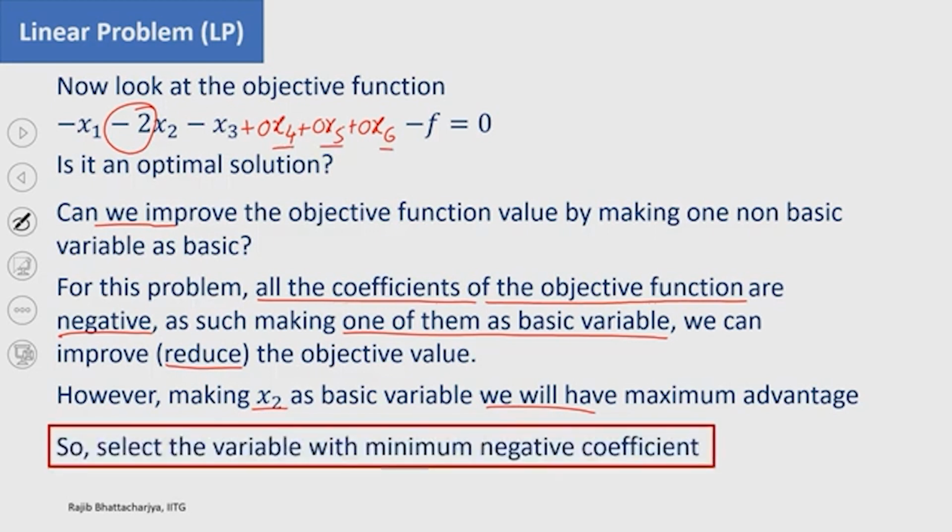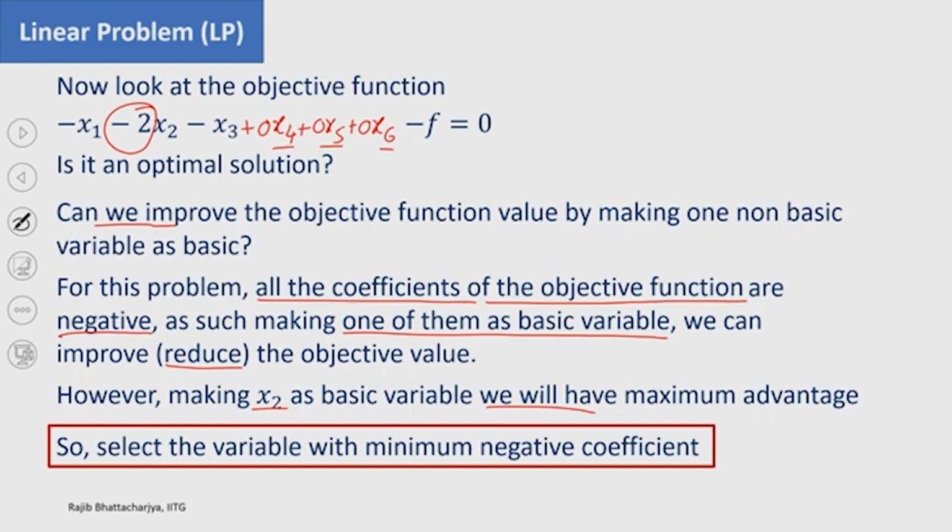So, what will we do? We will select the variable with the minimum negative coefficient. What is the first rule? We have to take a decision whether we make x1, x2 or x3 a basic variable. Out of these three we have to select one, and we can select any one of them: if we select x1 the objective function will reduce, if we select x2 it will reduce, and if we take x3 it will also reduce. That means we will get an improved solution.